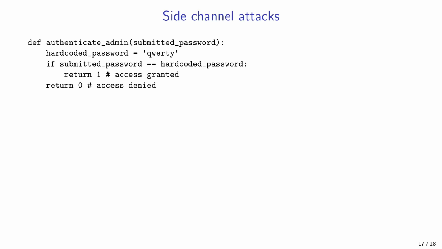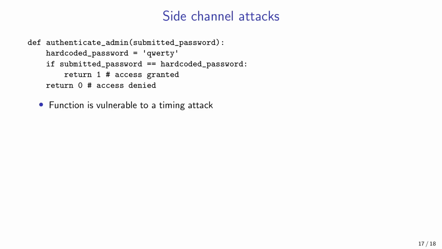Consider, for instance, this Python code. It receives the password, which is submitted over the network, and compares whether the submitted password matches the hard-coded password, in this case QWERTY. If it matches, it returns code 1, access granted. Otherwise, it returns 0, access denied. If we, as auditors, look at this code, there is really nothing wrong with it. There are no flaws. It compares the submitted password and returns the correct return code.